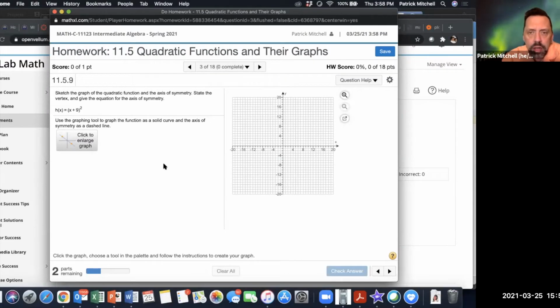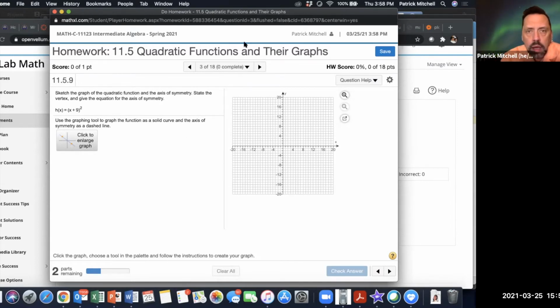All right, so here is my version of problem number 3. Yours will likely be a little different. It says, sketch the graph of the quadratic function and the axis of symmetry. State the vertex and give the equation for the axis of symmetry. And the function is h of x equals (x plus 9) squared. All right, so the first thing they want is the graph.